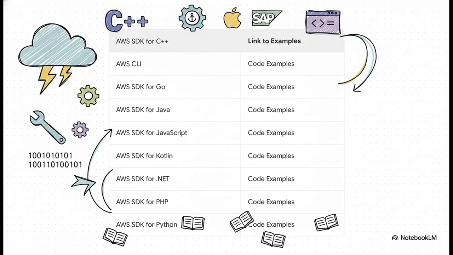I mean, look at this list. It covers everything from high-performance languages like C++ and Rust to mobile with Swift, and even enterprise tools like SAP ABAP. But you know what the most important column on this table is? It's the one on the right. Every single one of these comes with code examples to get you up and running immediately.